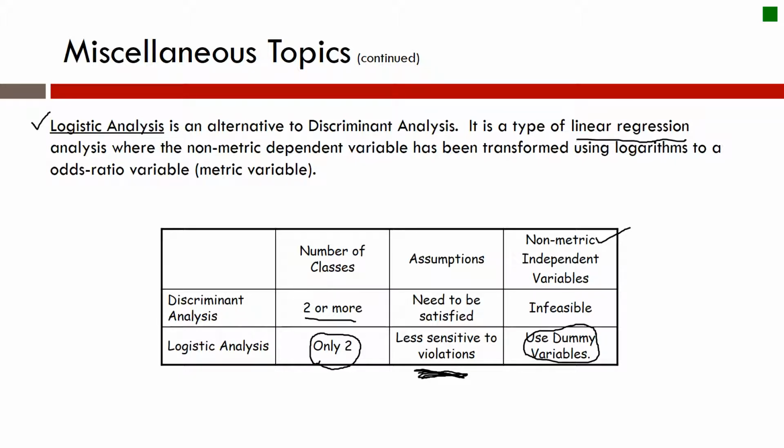So one of the things to leave you with is, if you have only two levels, then you may want to do a logistic regression. If you have more than 2 levels, then you need to do a discriminant analysis. Okay, so that may be a decision point that you make as a researcher, as you're thinking about your tools and the methods available to you.